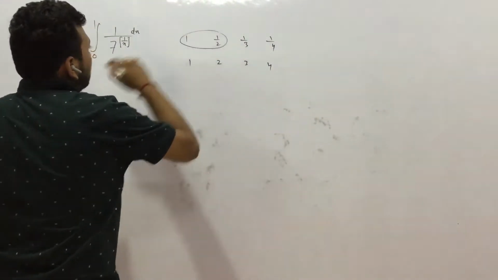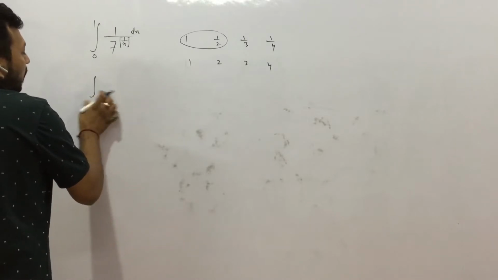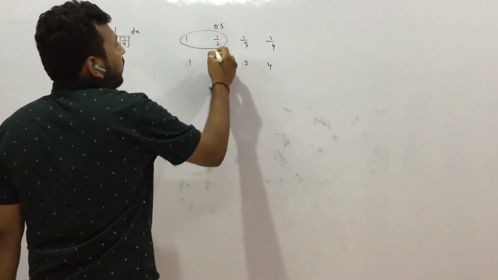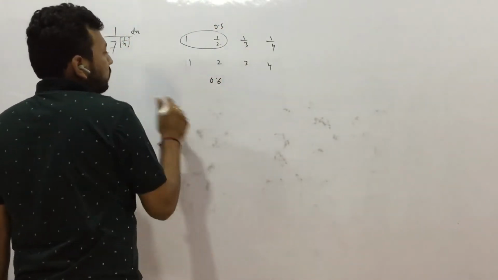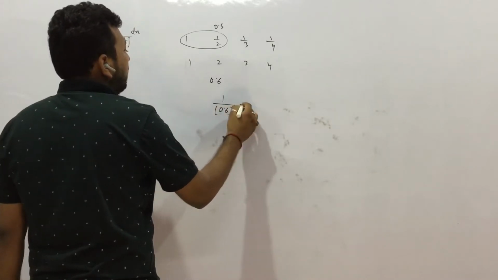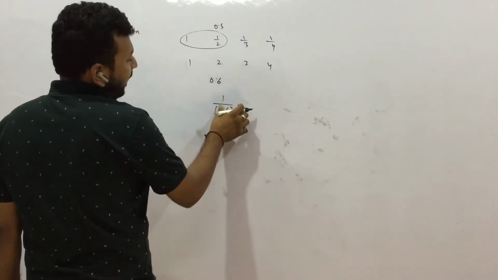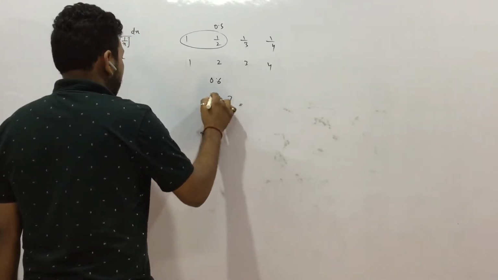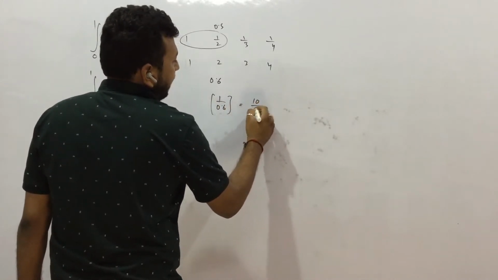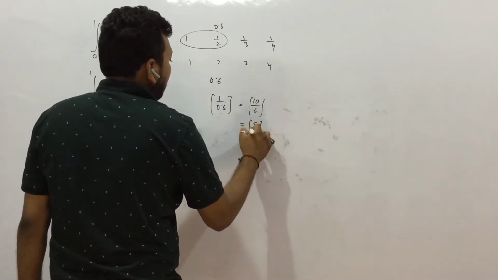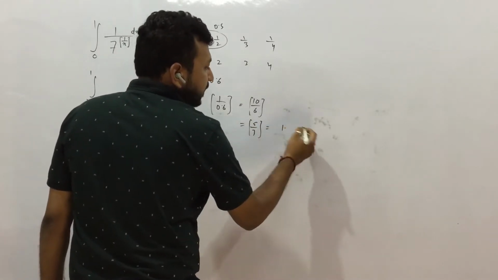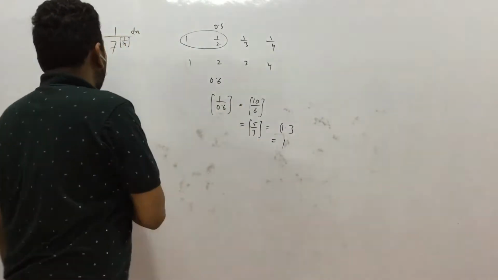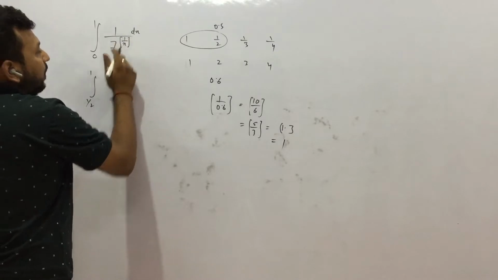Suppose I take this range, integration from 1 by 2 to 1. If you put anything between 1 and 0.5, suppose you put 0.6, then it will be the greatest integer of 1 by 0.6, which is 10 by 6, that means 5 by 3, that means 1 point something, which gives you 1, right? So between 1 by 2 and 1, this term will only be 1.